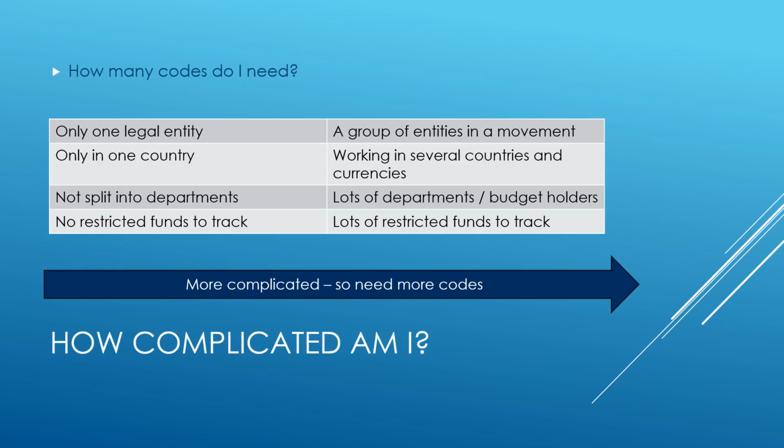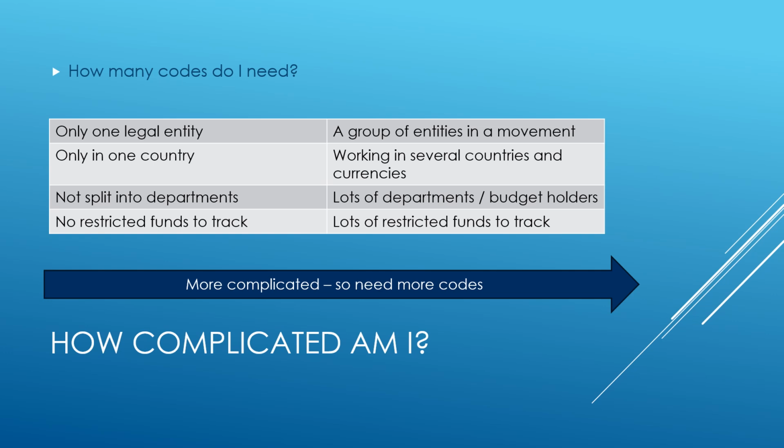So that first one again, how complicated am I? This really comes down to the question at the top. How many codes do I need in my system? How many columns of different things do I need to be able to split things into to be able to report on them in a straightforward and efficient way?